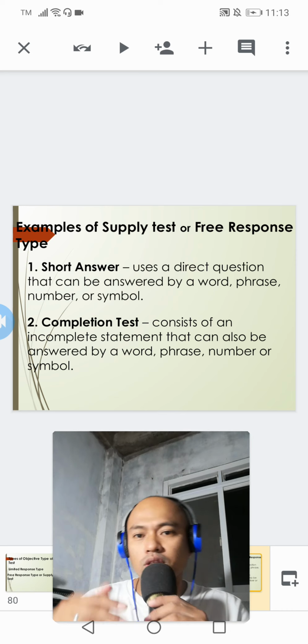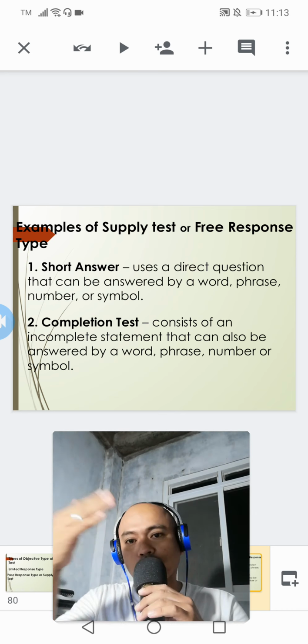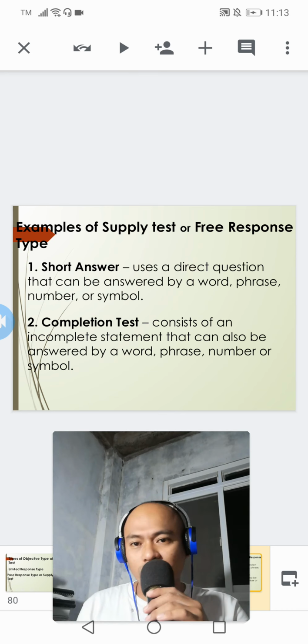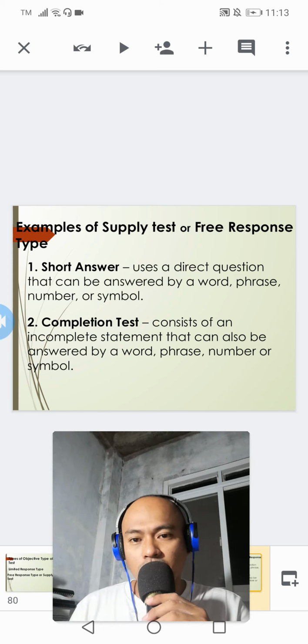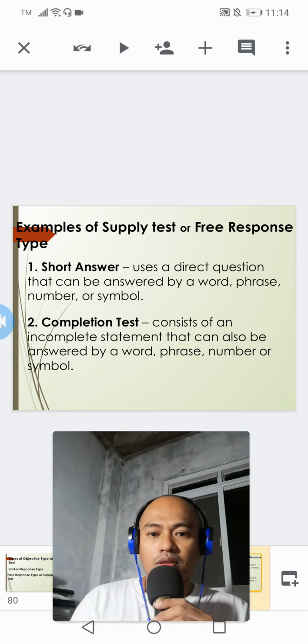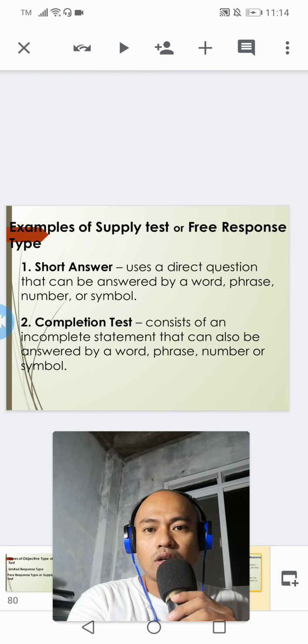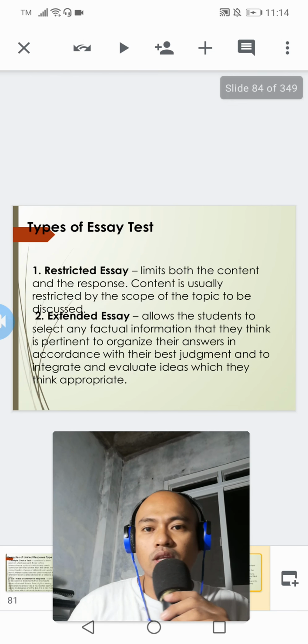So the difference between the two is, in the short answer, it is a direct question, while in the completion type of test they need to fill up or complete a particular statement. They need to fill up the blank on that particular statement. Okay? So these are the two types of a free response type of test.